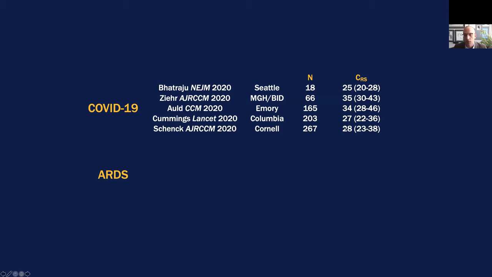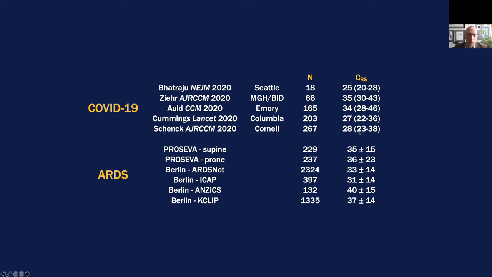For reference, what do we expect in ARDS? So here's the big placebo study that taught us about prone ventilation. Here's the supine arm, here's the prone arm. You can see that median was 35, 36. There were four big ARDS cohorts that went into deriving the Berlin criteria, ARDSNET, ICAP, ANZICS, and KCLIP, and they were all in the 30 to 40 range. So there is absolutely no evidence in the published literature to date to support the claim that patients with COVID-19 have high compliance compared to historic ARDS cohorts.